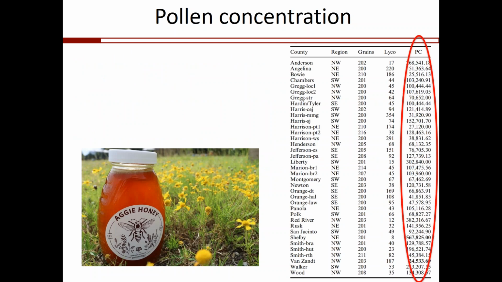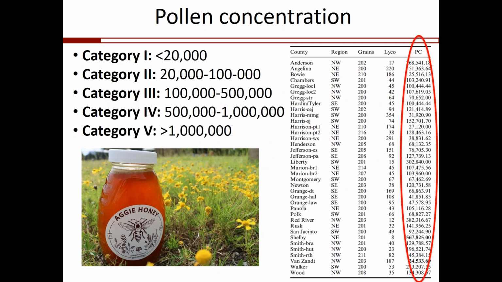So this over here is just a chart from one of Dr. Bryan's study, and it has your county, your region, your grains, the lycopodium spores that they counted, and also the pollen concentration value that was calculated from that. And the pollen concentration value can actually be broken down into 5 different categories that I'm going to go over.